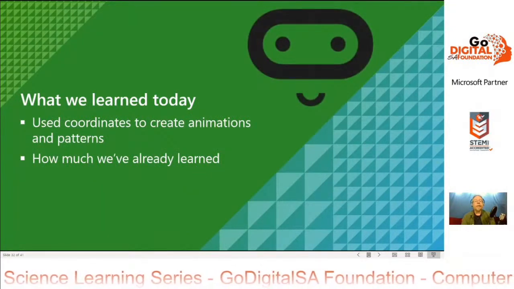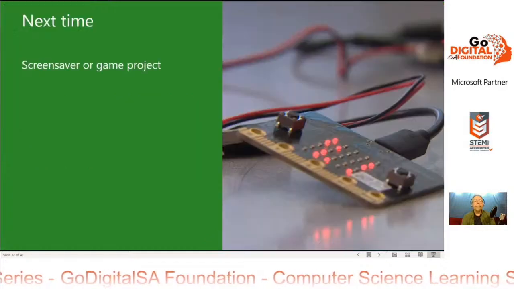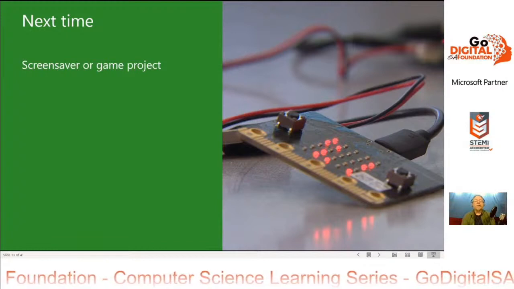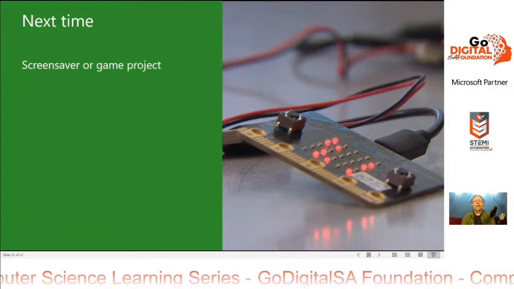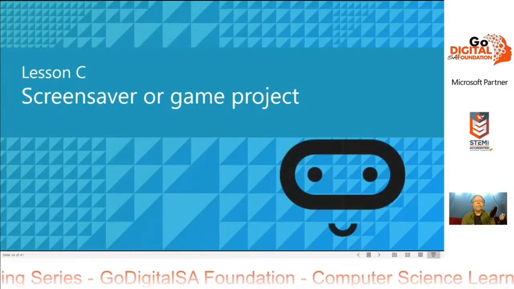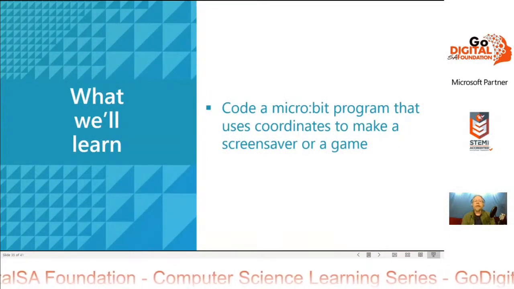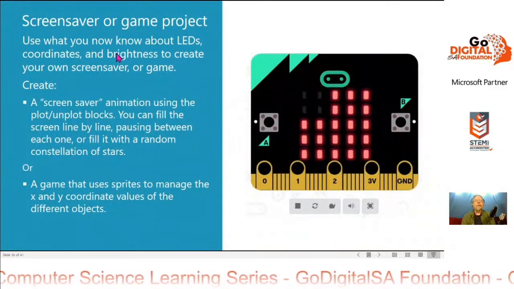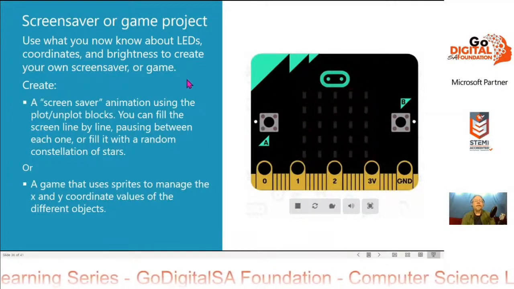Okay, so what we learned, use coordinates to create animations and patterns. Okay, and for a project, you can try to make a screensaver or a game project. Okay, you can try that at home. You code a microbit program that uses coordinates to make a screensaver or a game. You use what you know about LEDs, coordinates, and brightness to create your own screensaver or game.